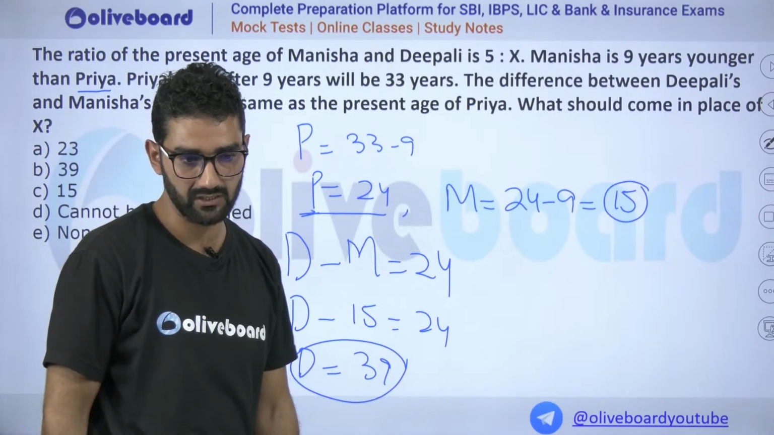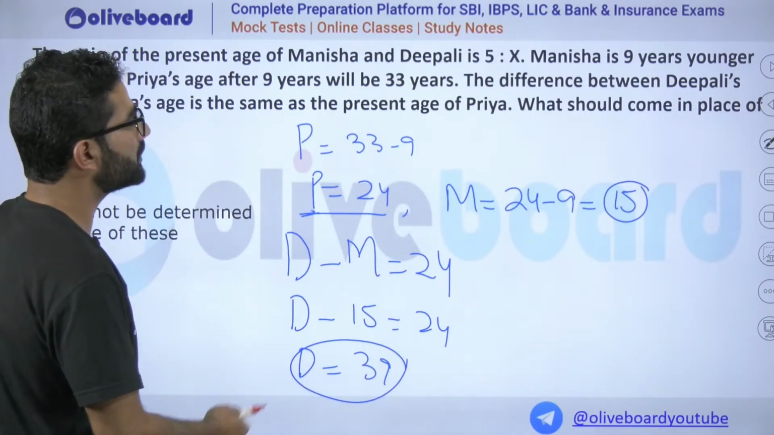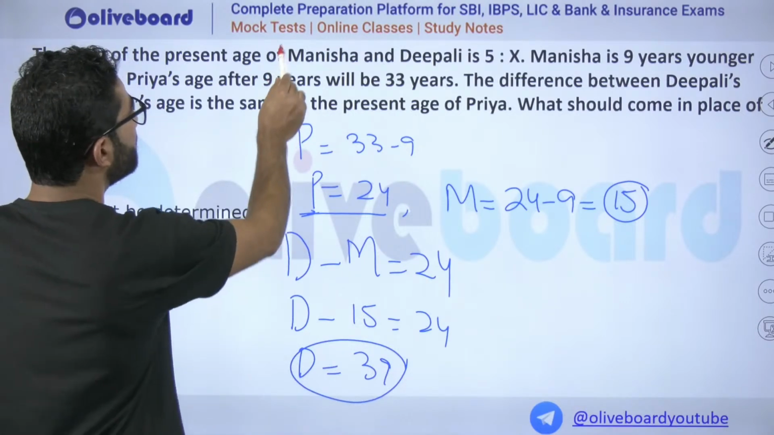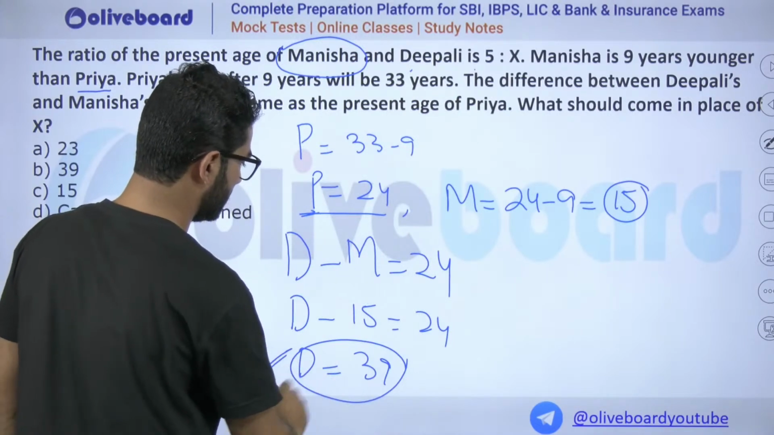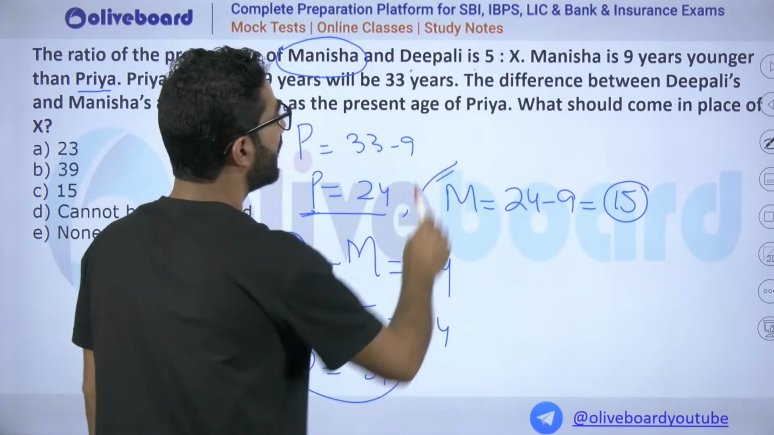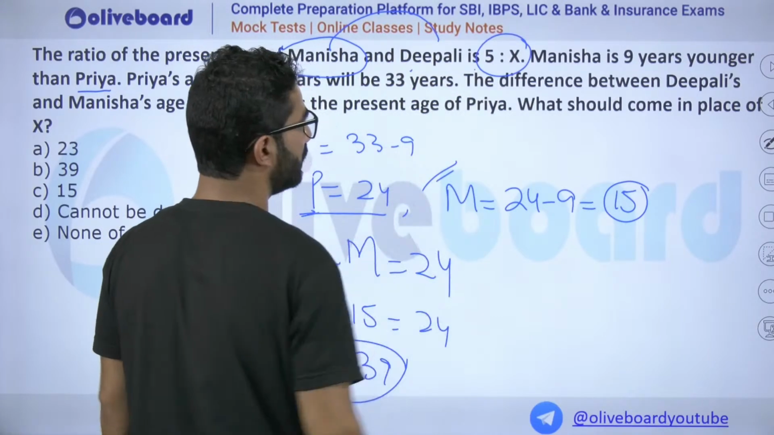Manisha 50, Anil says, sir, it will be 39. Okay, so what should come in place of X? Now, if we see the question, we calculate everything. We calculate for Deepali this, Manisha this. Okay, now Manisha to Deepali ratio is given as 5:x.